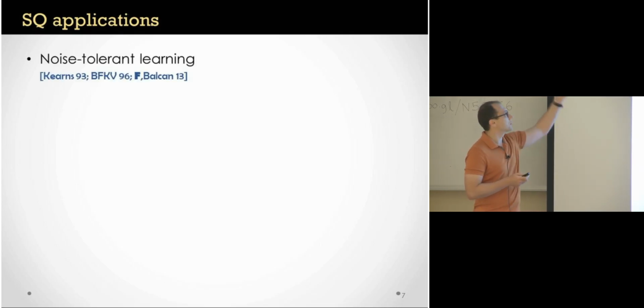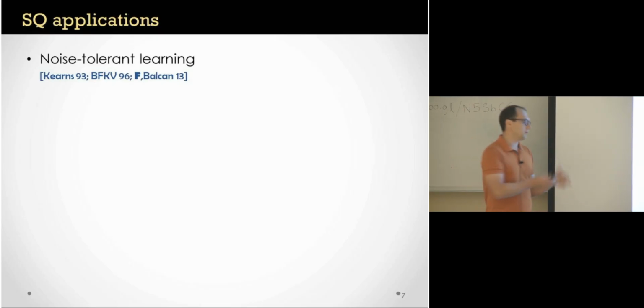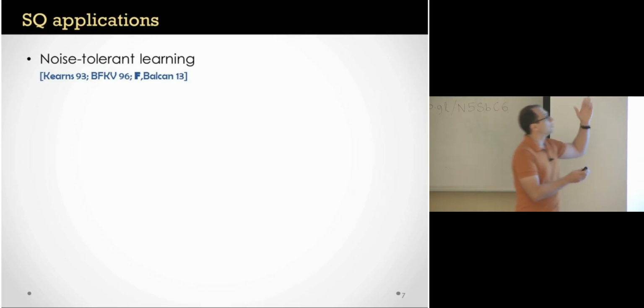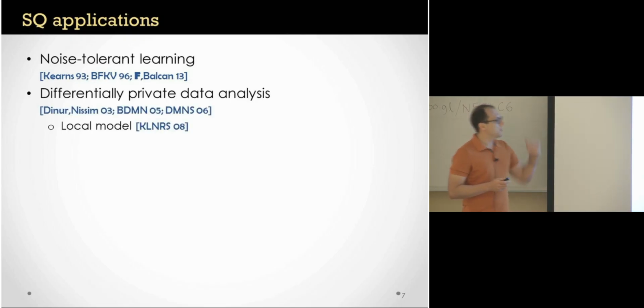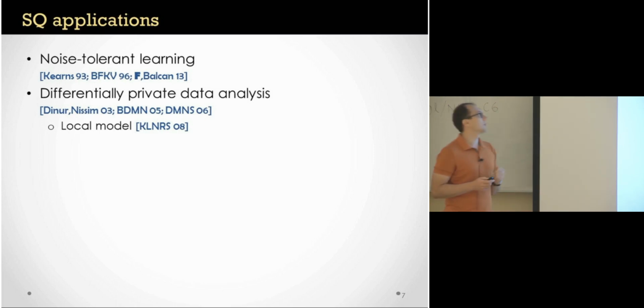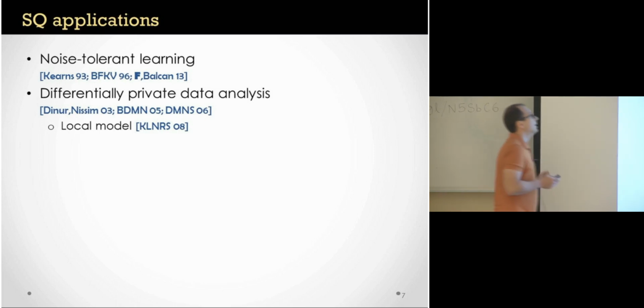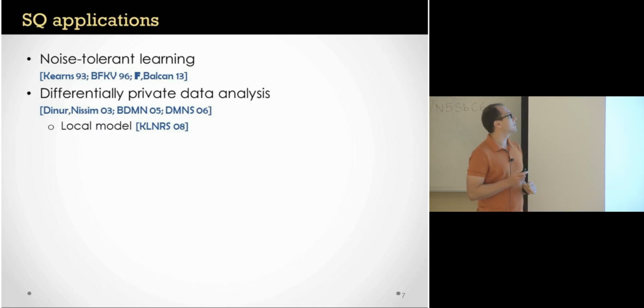So the original motivation of Kearns, for example, was to design noise-tolerant algorithms, and you can convert any statistical query algorithm in this model to a noise-tolerant algorithm for specific types of noise. You can also convert it to an algorithm which satisfies the conditions of differential privacy. In fact, it even satisfies the stricter conditions of the local model of differential privacy.